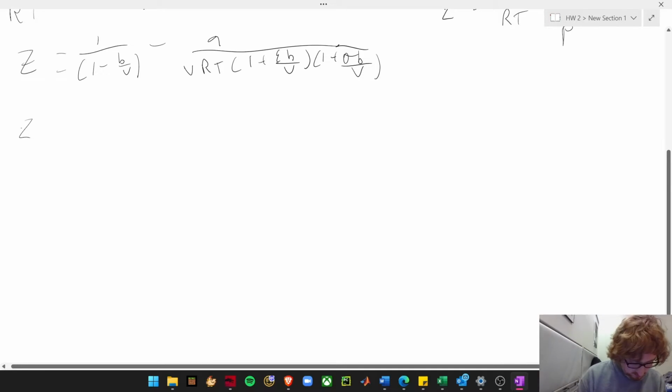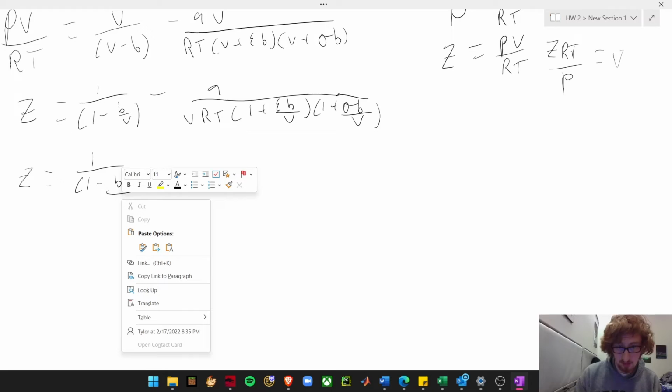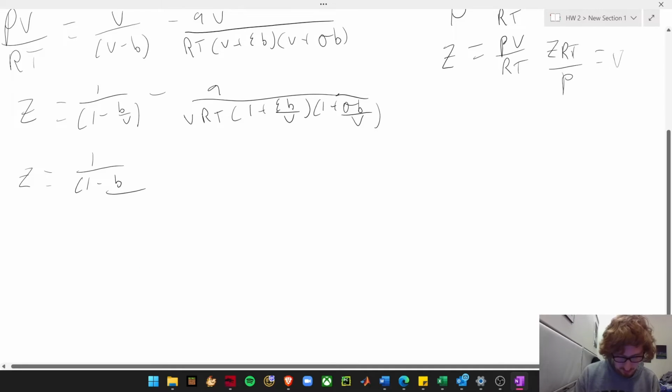So now we have Z equals, and now I'm plugging in our equation for V, ZRT over P. And when I plug that in, I have 1 minus B over V, which is going to be ZRT over P. Since it's in the denominator, we can just go ahead and flip it. So we'll have, oh, sorry, that should be pressure over ZRT. And we can do the same thing for the next term.